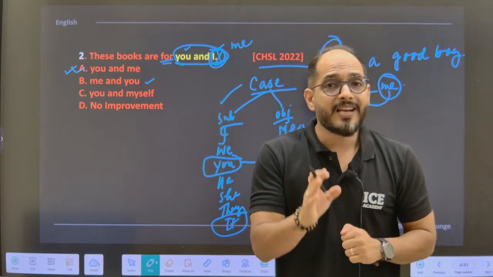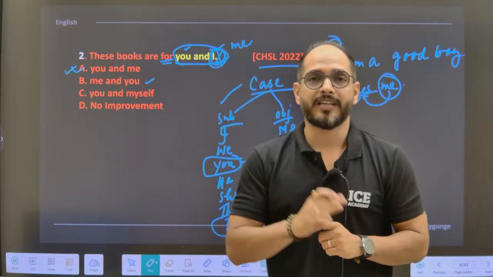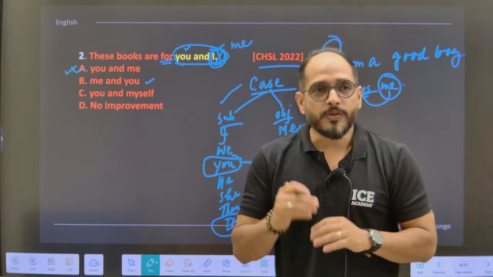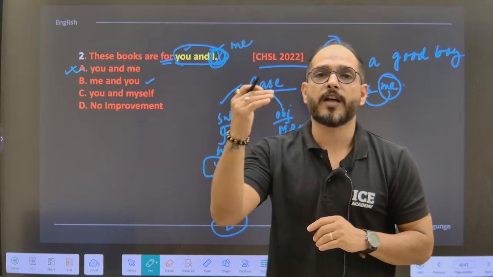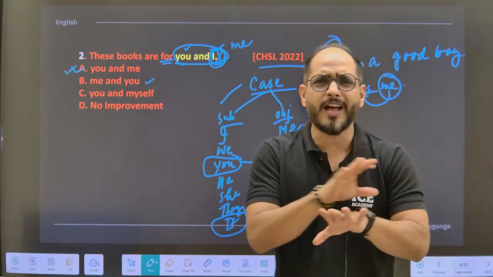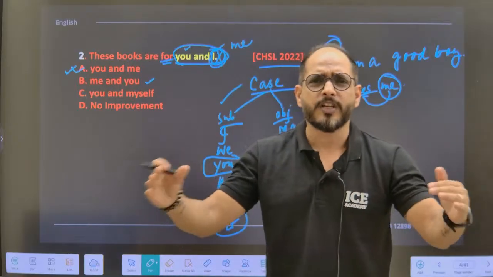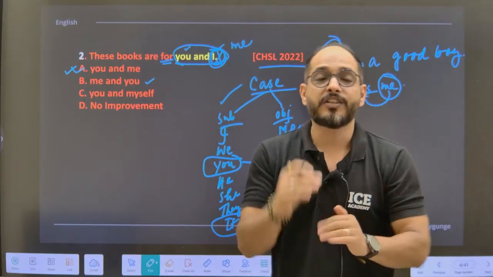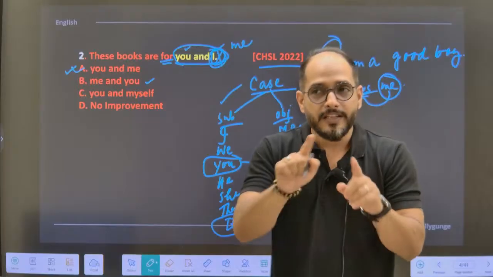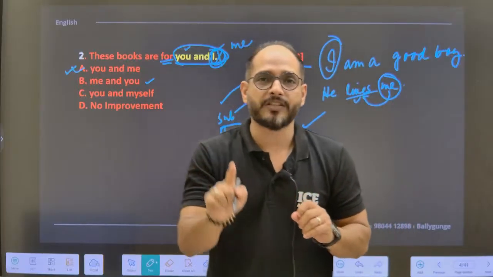But in English it does matter, because this is the language of the British, and they are all about etiquettes, manners, customs, beliefs. So in English it matters. That means in English the order of the pronouns matters.